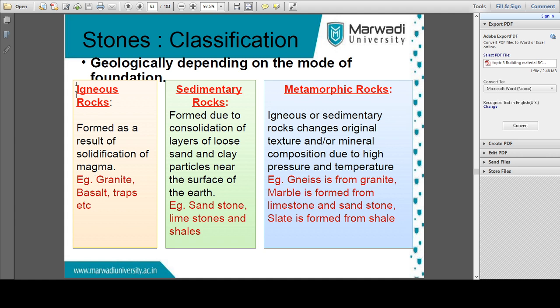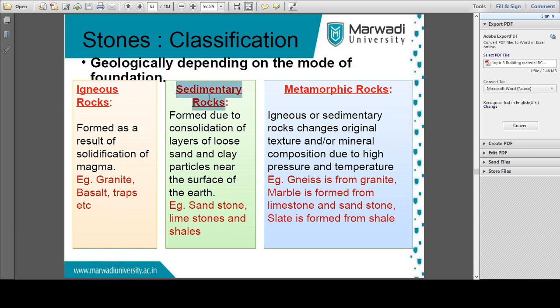Now you need to learn two examples of each and every rock. So for igneous rock, the two examples will be granite and basalt. You can also go for other examples which are given in the reference book, but at least you should remember two examples of each and every category.